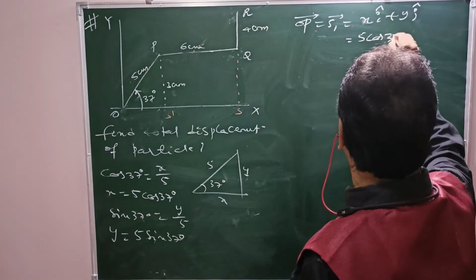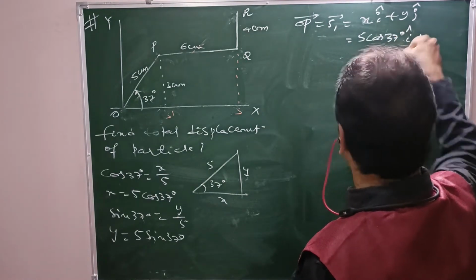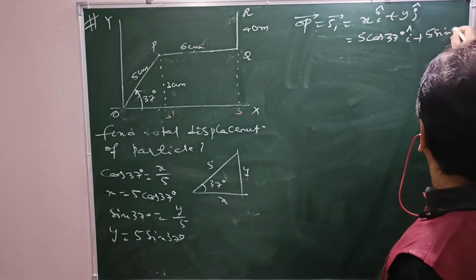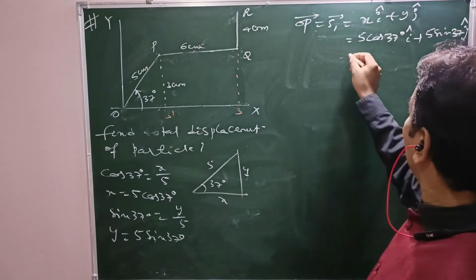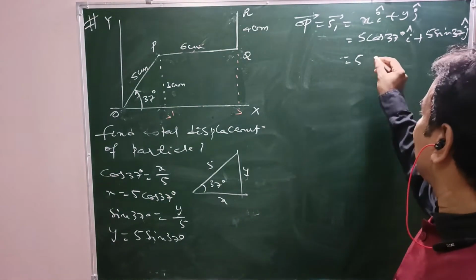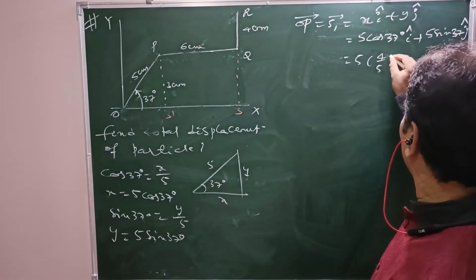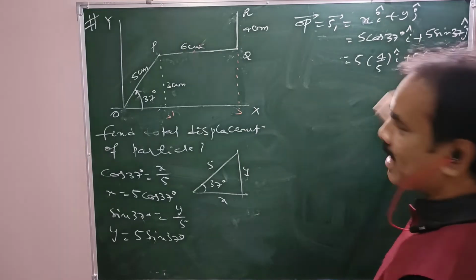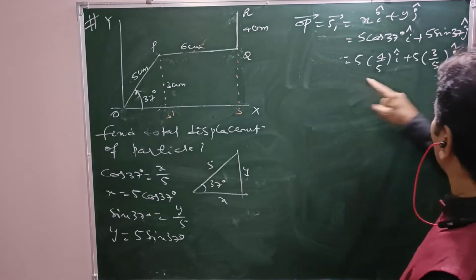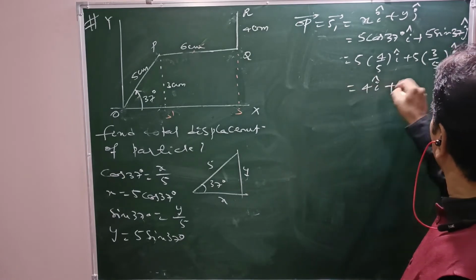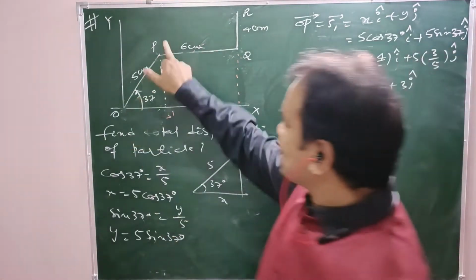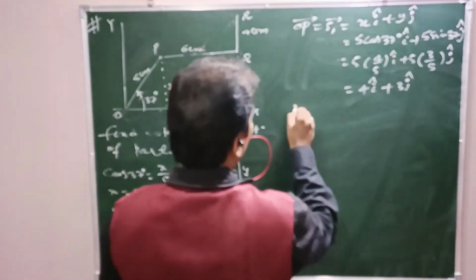5 cos 37 into i cap plus what is y? 5 sin 37 into j cap. That is 5 into cos 37, now I told you that cos 37 is 4 by 5 into i cap, plus 5 into sin 37, that is 3 by 5 into j cap. So 5 cancels, we are left with 4i cap plus 3j cap. So this is OP bar, that is S1 bar. Now coming to PQ bar.